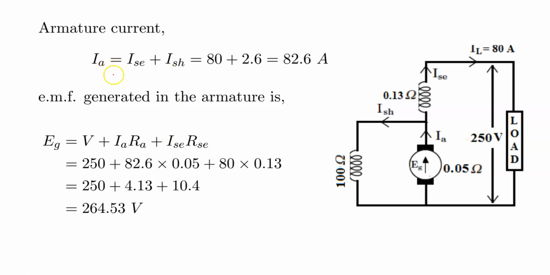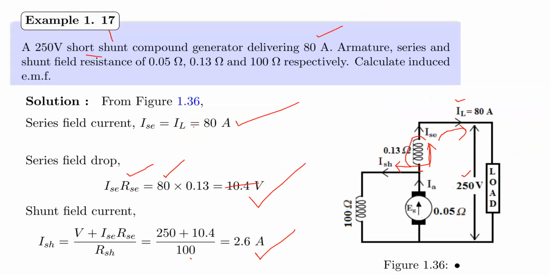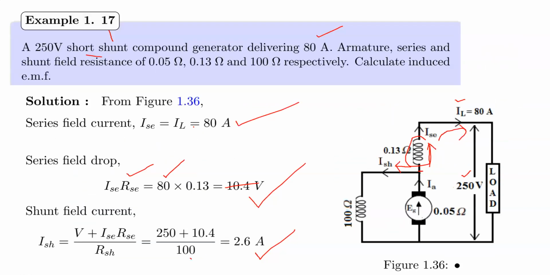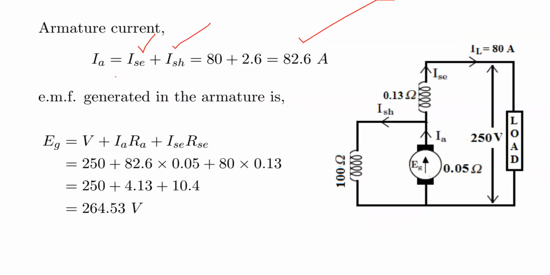Now we have to find the value of armature current. We already know the value of the series field current, and we have calculated the value of the shunt field current. So we will get the value of IA. Now the same equation. In this problem, the brush drop is not given, so we don't need to take it. So simply the equation will become EG is equal to V plus IARA plus ISC RSC. Put those values. We already know the values. We will get the value of EG.